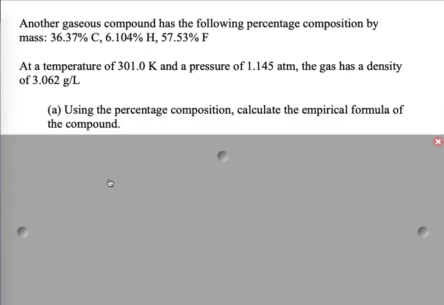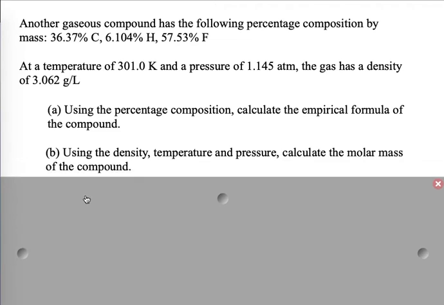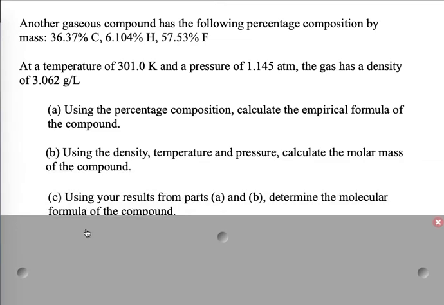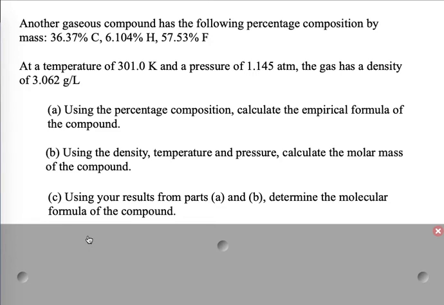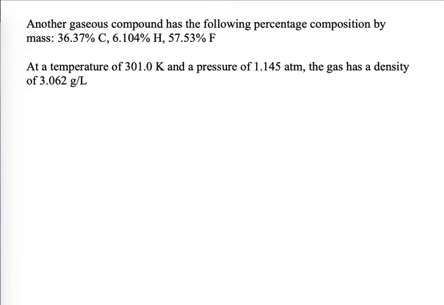Step A, using the percentage composition by mass, calculate the empirical formula. Step B, using the density, temperature, and pressure, calculate the molar mass. And then finally, using those results, determine the molecular formula. So let's do those 3 steps sequentially.